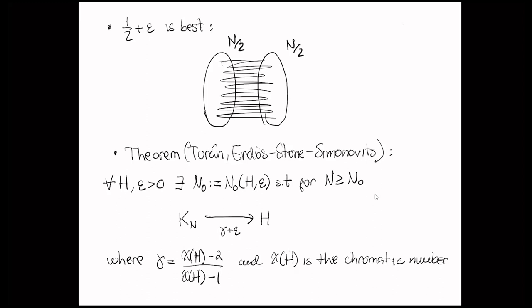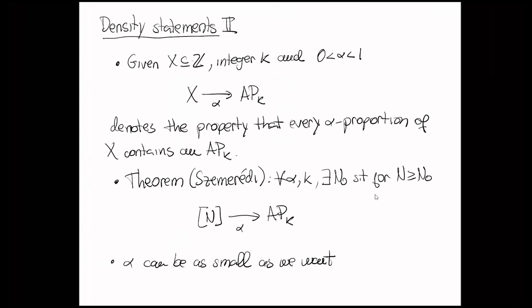What about arithmetic progressions? For arithmetic progressions, it's the same game. We have X, a subset of the integers, but now, instead of coloring X, we are interested in taking an alpha proportion of the set X. You take a subset of size alpha times the cardinality of X.